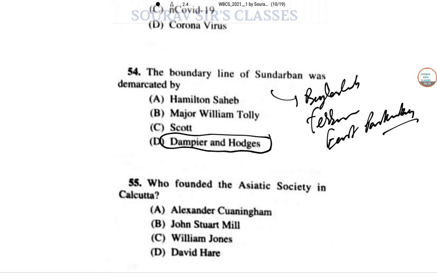Who founded the Asiatic Society in Calcutta? William Jones. William Jones is the person who was the first, he alongside other people, but he was the main founder. It's actually located on Park Street. It's a very, very nice place, and much institutional research also happens over here.